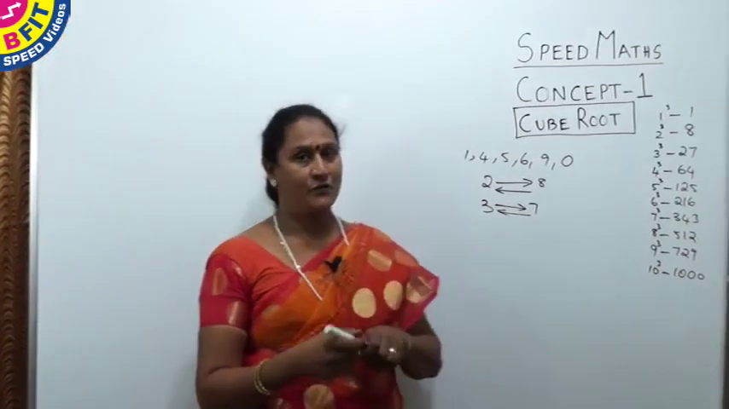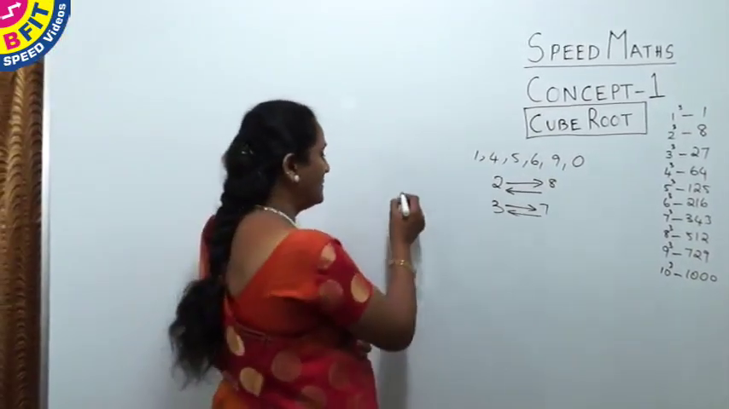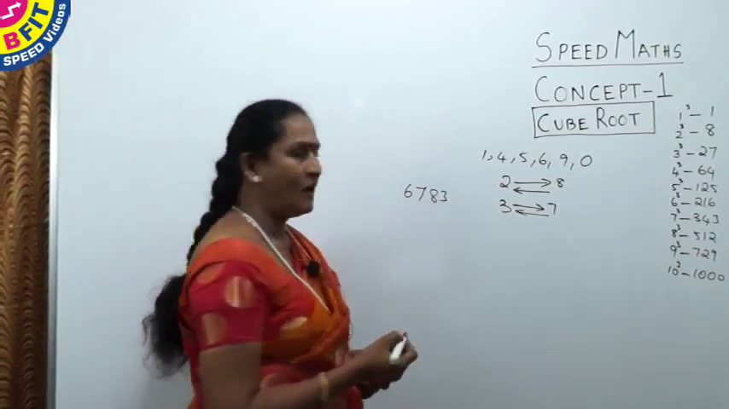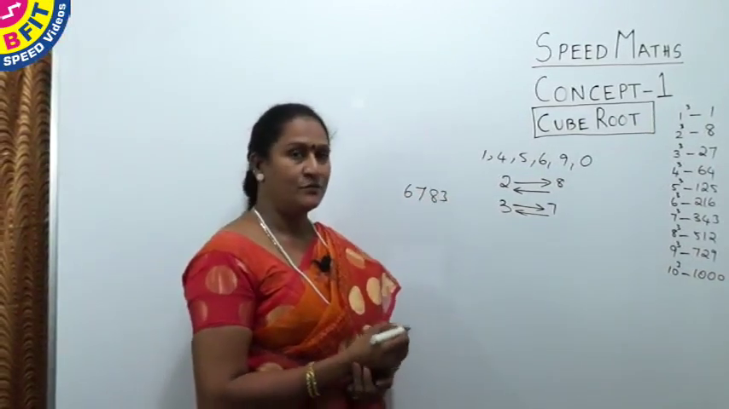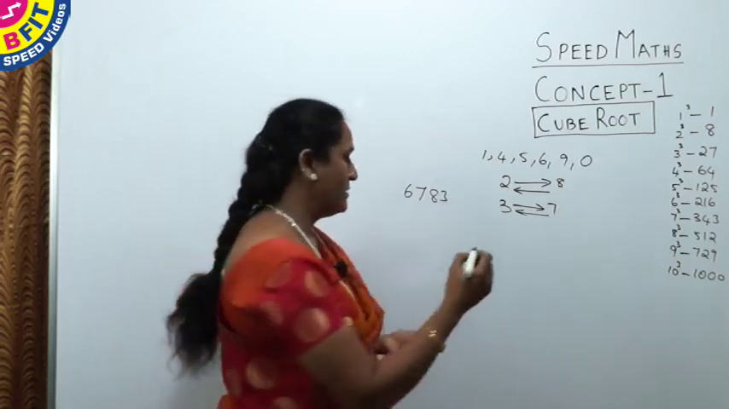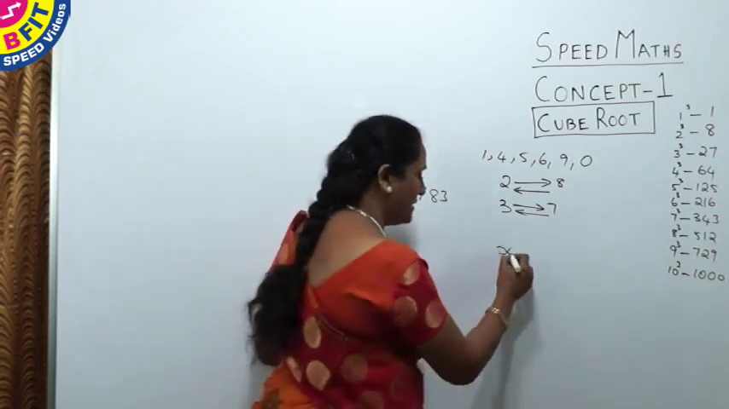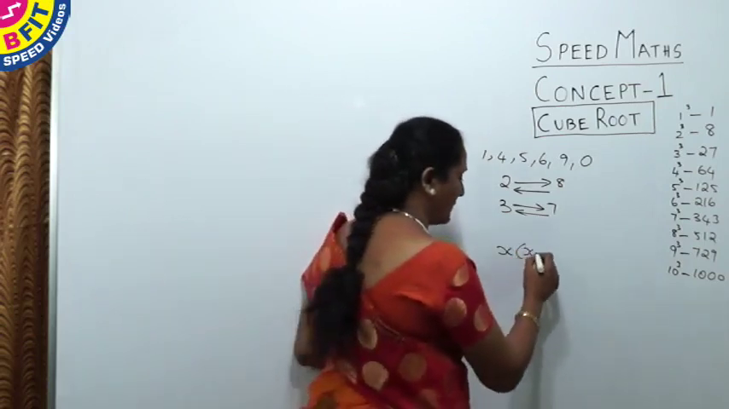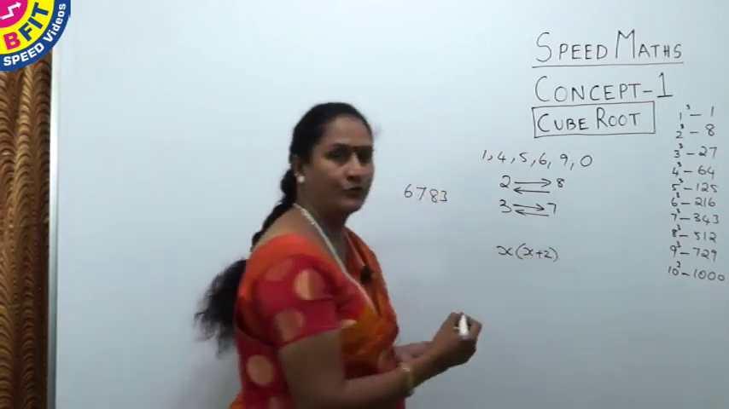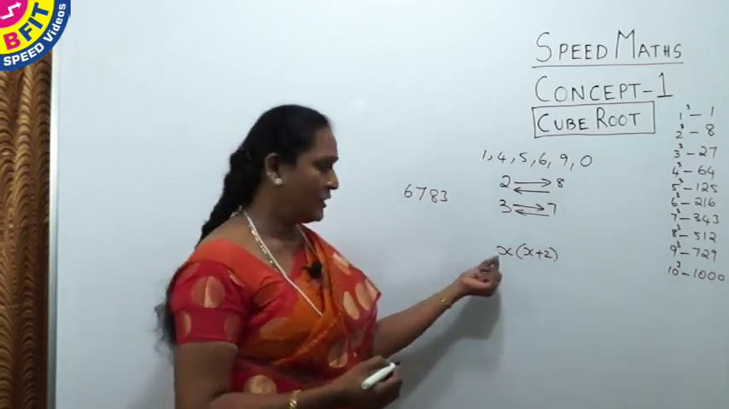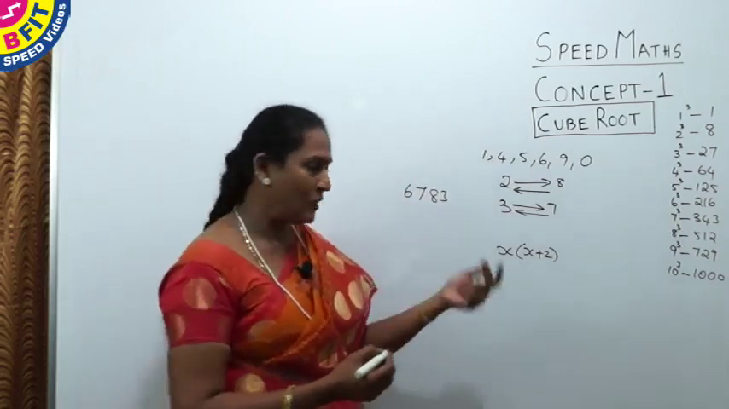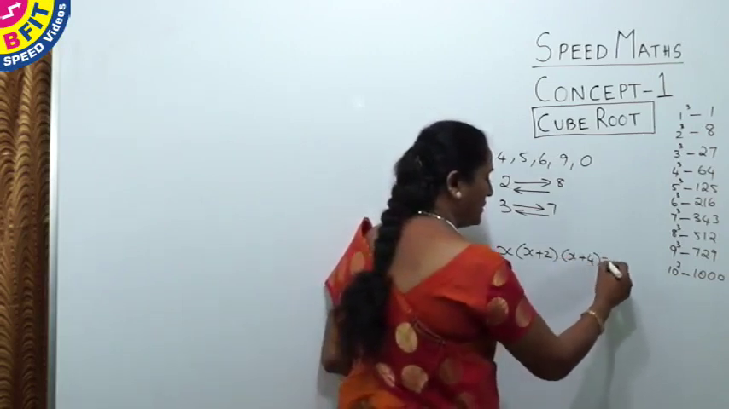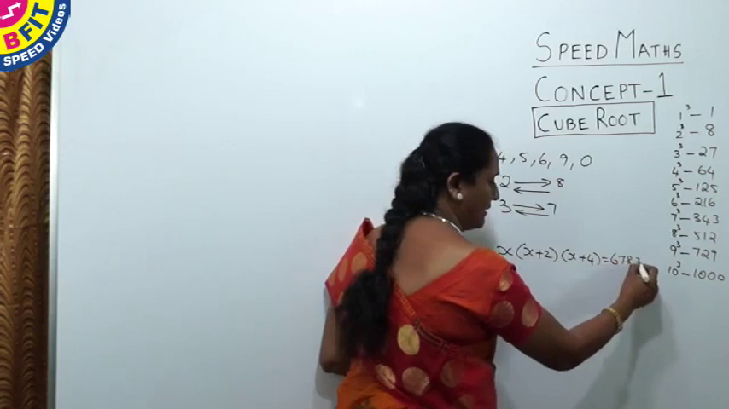So here the product of 3 numbers is given as 6783. And how to choose these numbers? They are consecutive odd numbers. Suppose you choose the first number as x, so what will be the next number? It will be x plus 2, 2 more because they are odd numbers, so they differ by 2. So what will be the third number? It will be x plus 4. So this product is 6783.